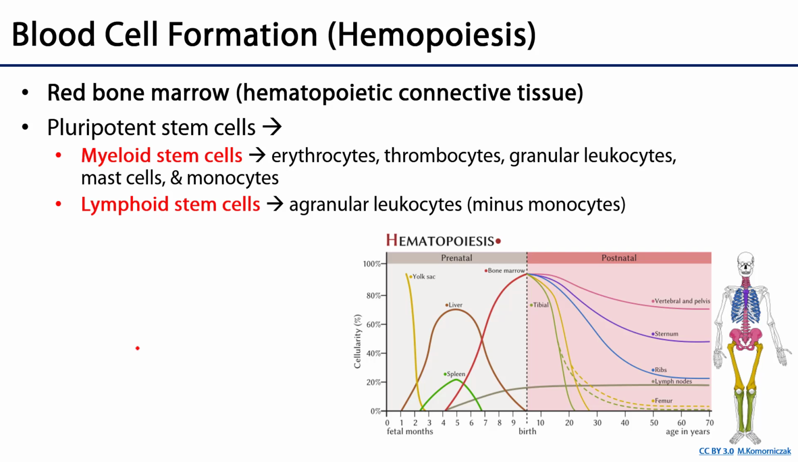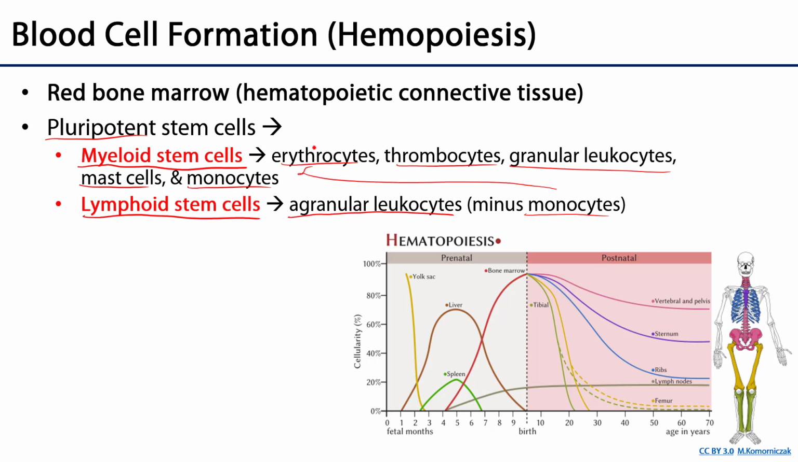Now, all of these stem cells originate from pluripotent stem cells, but as they become increasingly derived, there are two major categories here. There are myeloid stem cells and lymphoid stem cells. Myeloid stem cells, as we see, will give rise to erythrocytes, thrombocytes, granular leukocytes, that's white blood cells with granules in them, mast cells, and monocytes. Whereas lymphoid stem cells give rise to agranular leukocytes. That would be white blood cells that lack granules, with the exception of monocytes, which, as we recall, are products of the myeloid stem cells.